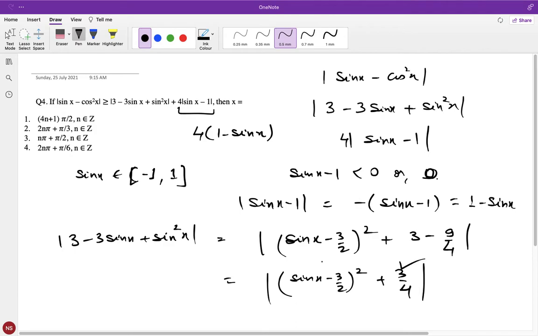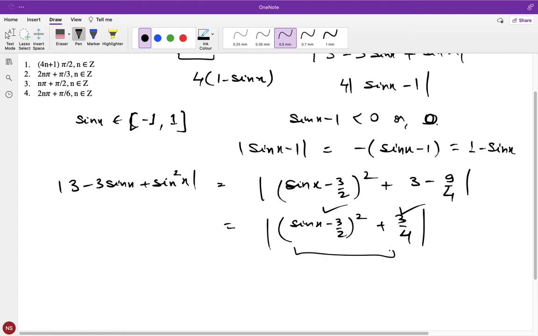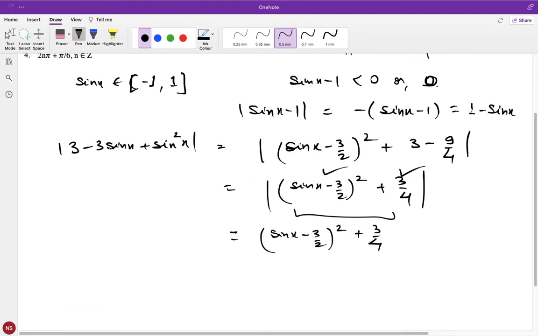This is a positive number because this is a square. So the sum is also a positive number. So mod of that number will stay that number, right? So mod of this is equal to this.